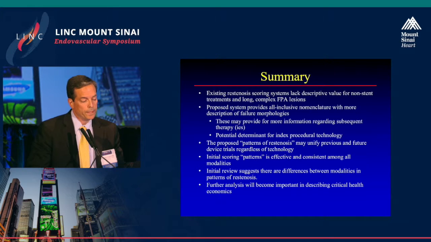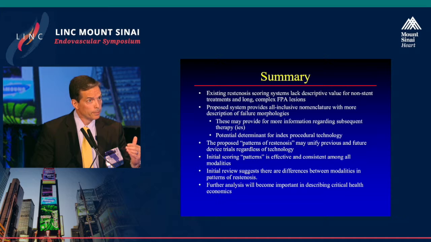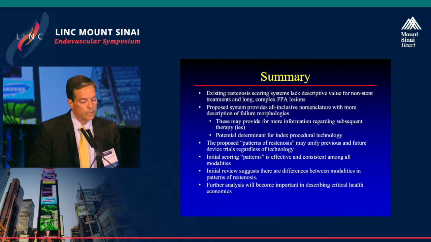So in summary, the existing restenosis scoring system really lacks descriptive value for non-stent treatments, particularly DCBs and atherectomy, and complex femoral popliteal artery lesions. The proposed system that we have come up with really provides an all-inclusive nomenclature with more description of the failure morphologies that I think will be critical. These may provide more information regarding subsequent therapy or therapies as you move forward in treating patients with claudication or critical limb ischemia. The potential determinant for index procedural technology may also play a role.